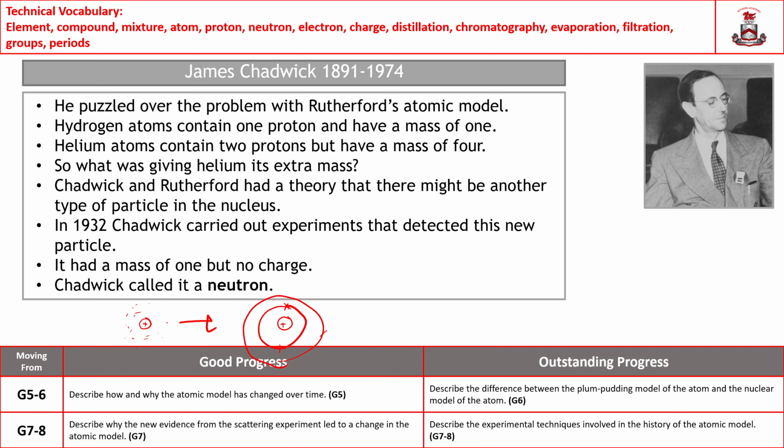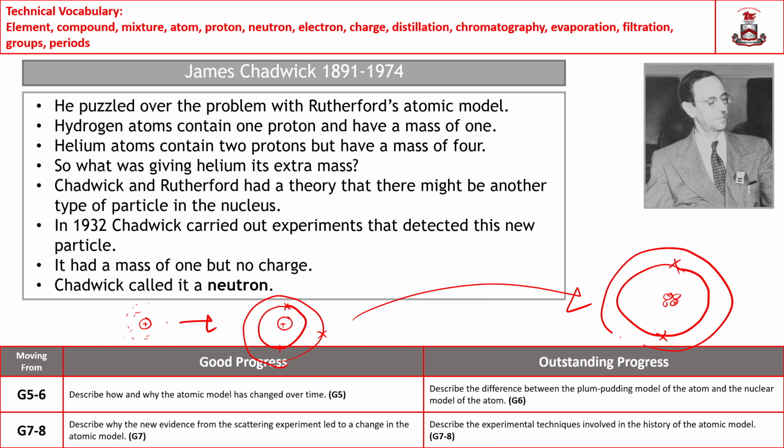And then Chadwick came along and he was puzzling about the different masses of the atoms. How could they have different masses? There must be something else in there. And he figured out how to detect a new particle. And then he changed the model very slightly. So instead of being that positive lump, you have got a nucleus with positive protons and zero charge or neutral neutrons with the electrons orbiting around the outside.